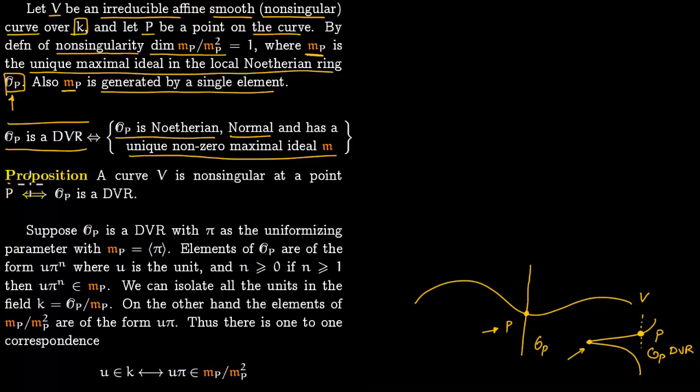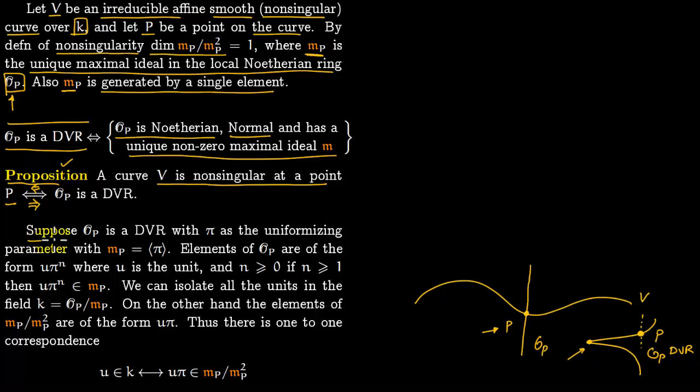So that is our proposition. The curve V is non-singular at a point P if and only if the stalk at that point, O of P, is a discrete valuation ring. This is a good way to check whether the curve is non-singular or not. So this direction is given to us via algebraic geometry. Now we want to go back in the other direction: if O of P is a DVR for every point, then we have a non-singular curve.